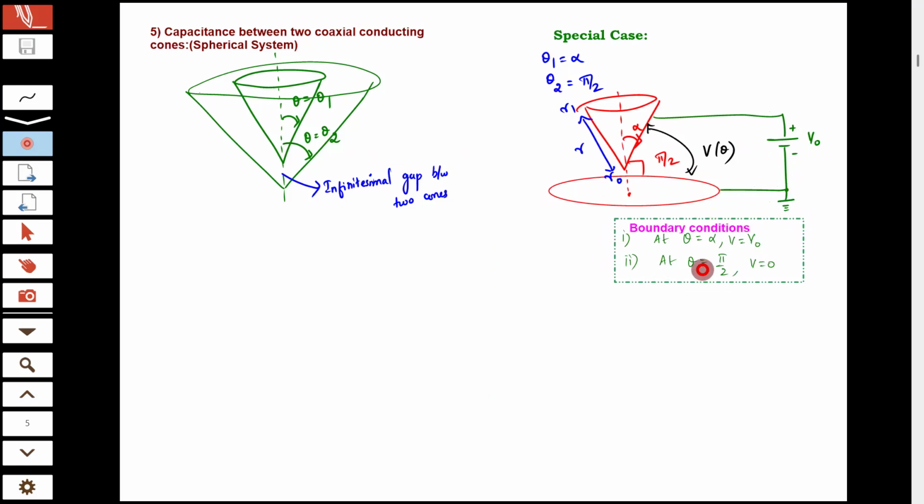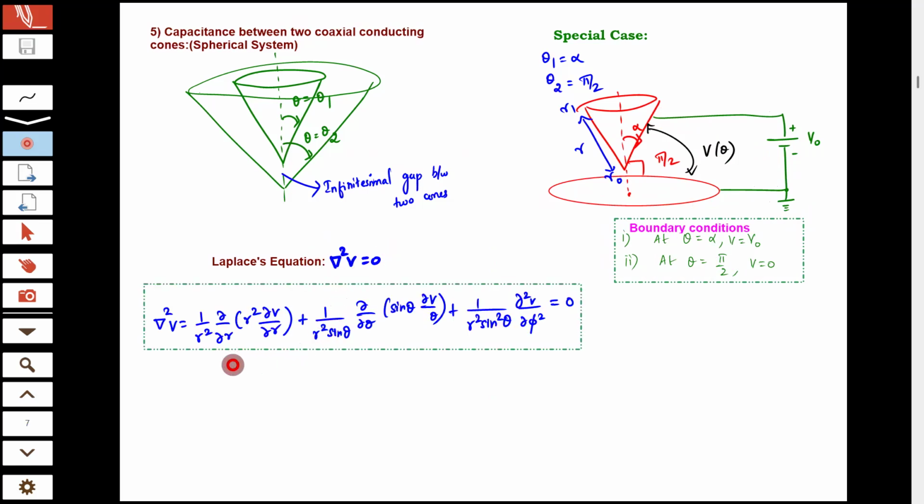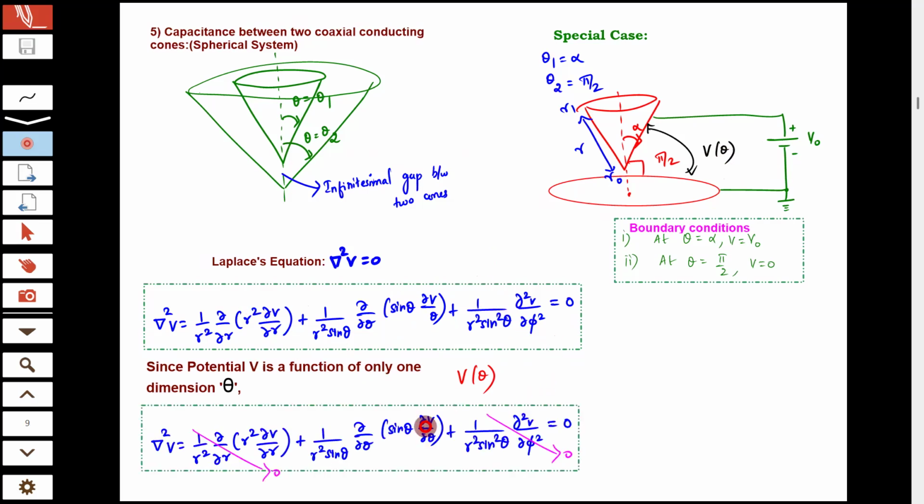Now taking these two boundary conditions, we will be solving the Laplace equation to get V of theta. So del square V equals 0 is the Laplace equation. We have to write this del square V function in spherical system of coordinates. This is the expression for del square V in spherical system of coordinates. Here in this case, V is a function of only theta, and thereby the differentiations with respect to r and phi will be eliminated. We will have the differentiation with respect to theta as non-zero. Only this term will be there in del square V, which is equal to 0.